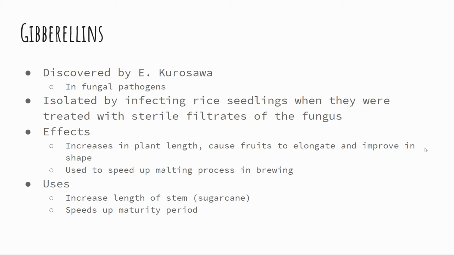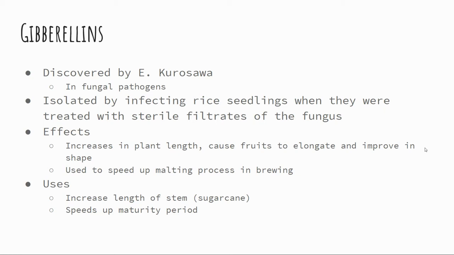Gibberellins were discovered by Kurosawa. He discovered those in fungal pathogens. They were isolated by infecting rice seedlings when they were treated with sterile filtrates of the fungus. Effects can increase plant length, cause fruits to elongate, and improve shape. They're used to speed up the malting process and brewing processes for wines and other alcoholic beverages.